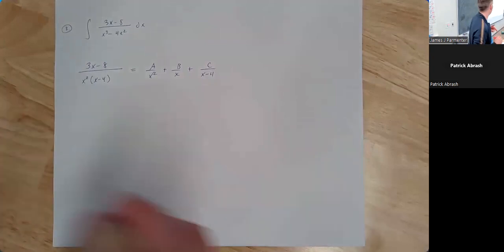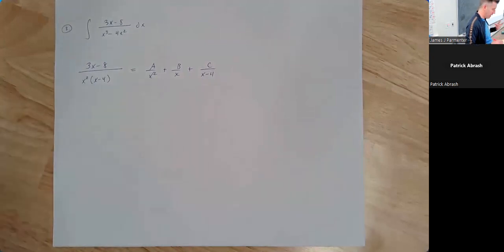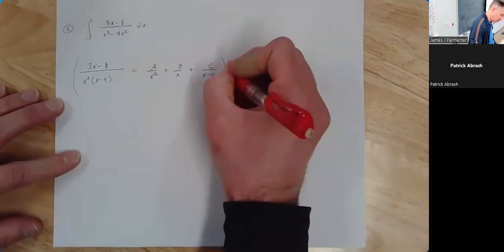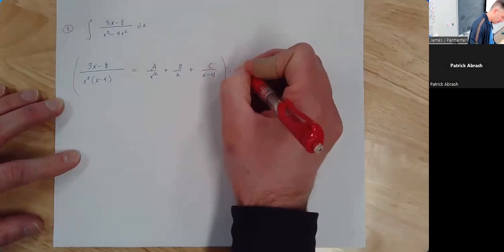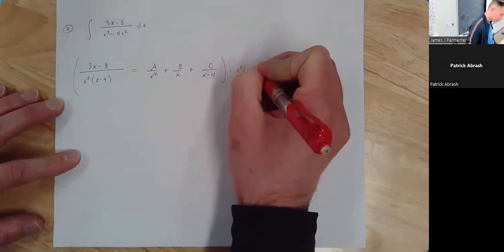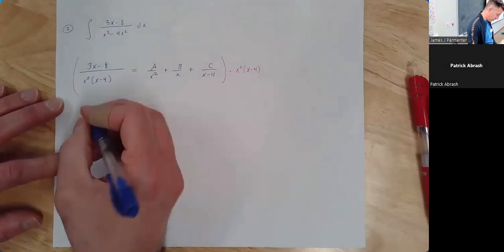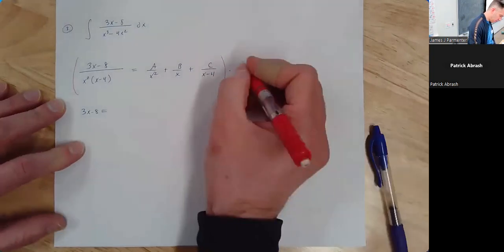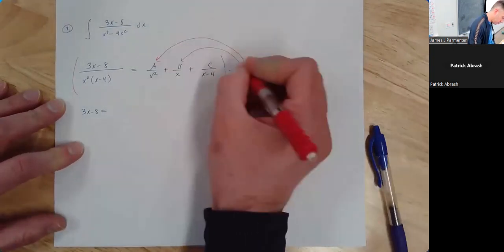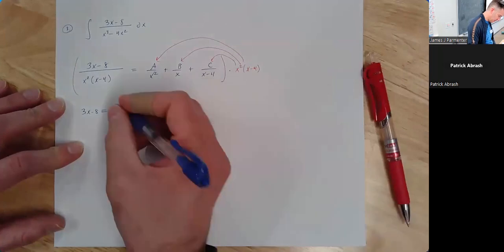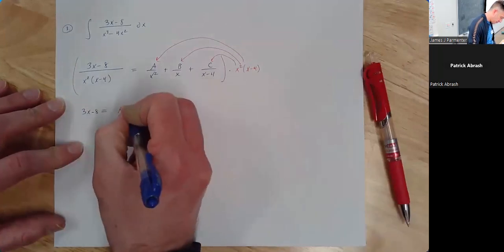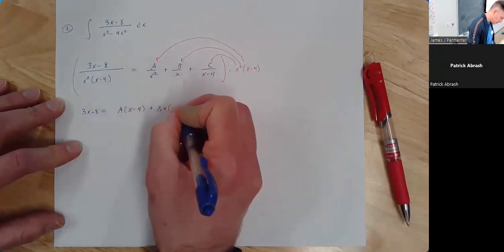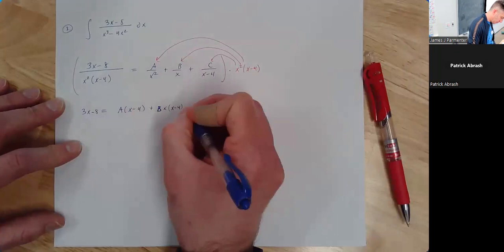Then we're going to multiply both sides. I really encourage you all to remember that you're multiplying both sides by this denominator; I feel like people tend to forget it. So I'm multiplying the entire equation by x squared times (x minus 4). On the left-hand side, I'm just going to get 3x minus 8. On the right-hand side, I like to draw little arrows, just distributing through. I'm going to get A times (x minus 4) plus B times x times (x minus 4) plus C times x squared.